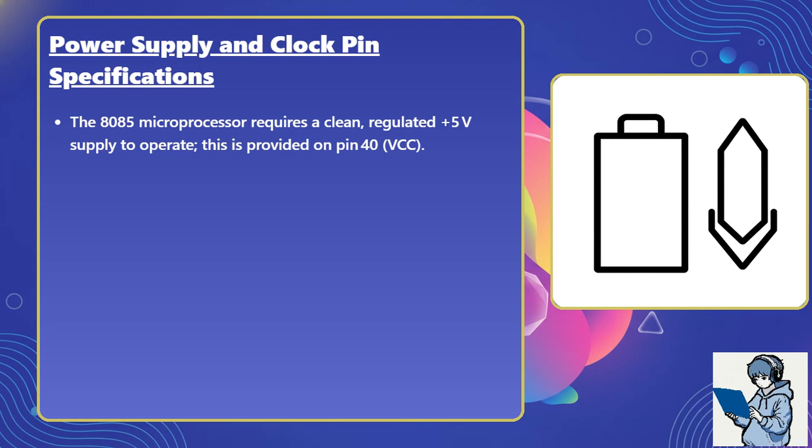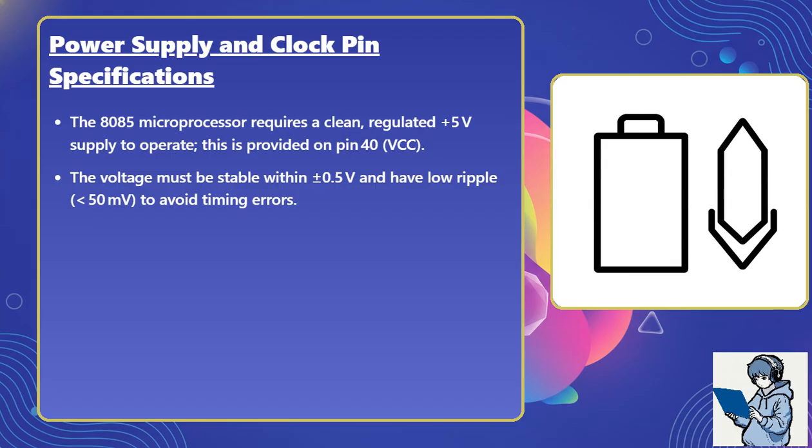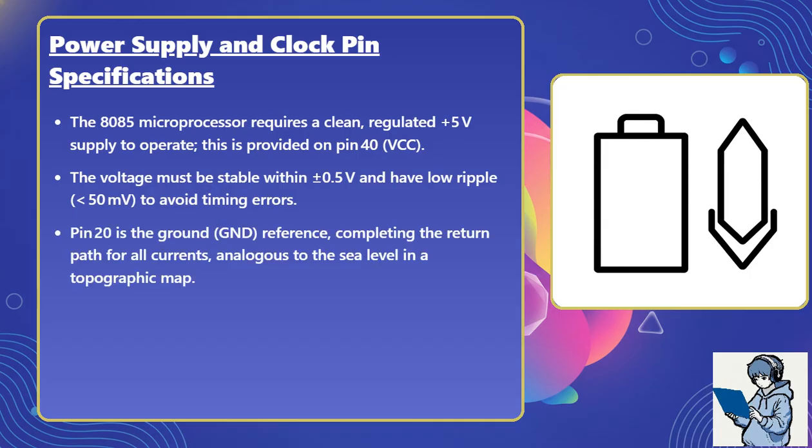The 8085 microprocessor requires a clean regulated +5-volt supply to operate. This is provided on pin 40, VCC. The voltage must be stable within ±0.5 volts and have low ripple, less than 50 millivolts, to avoid timing errors. Pin 20 is the ground, GND, the reference completing the return path for all currents, analogous to sea level in a topographic map.